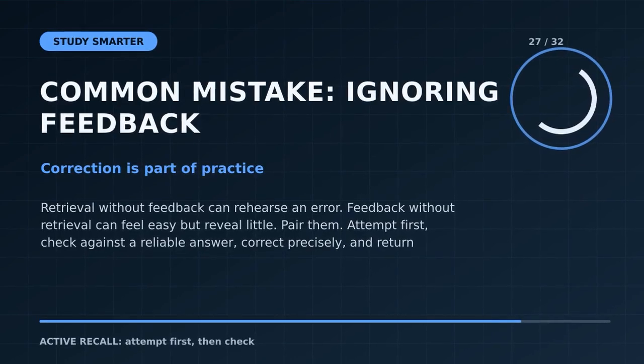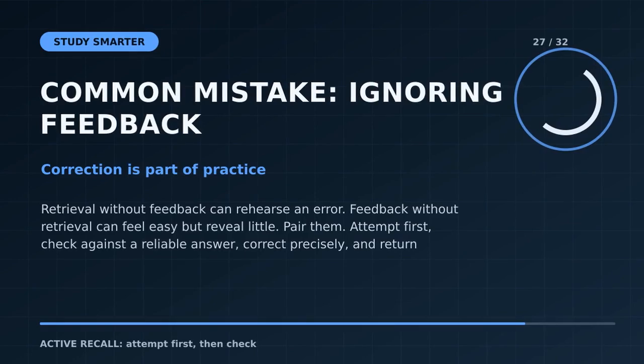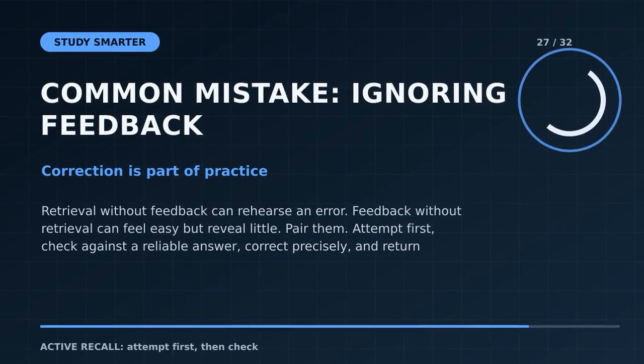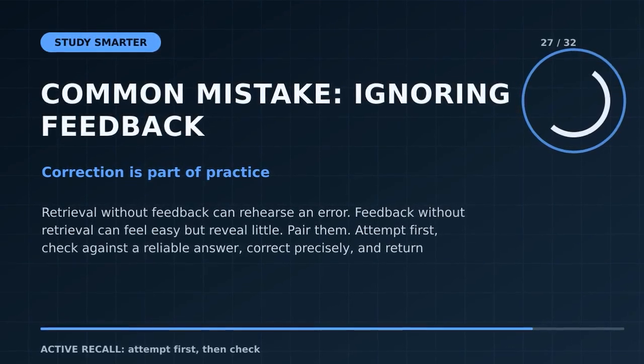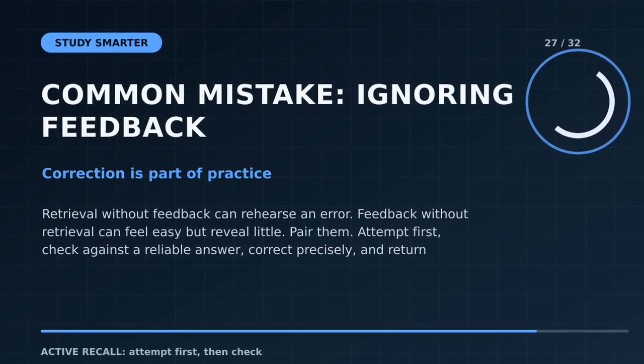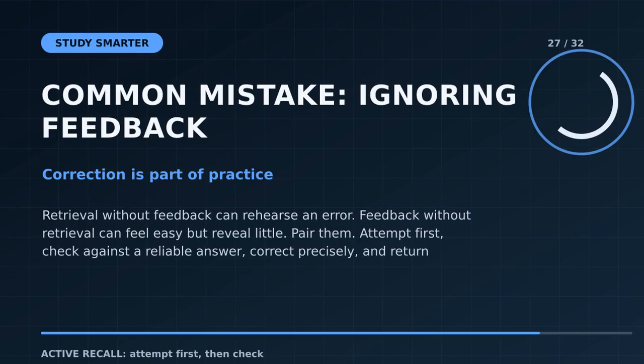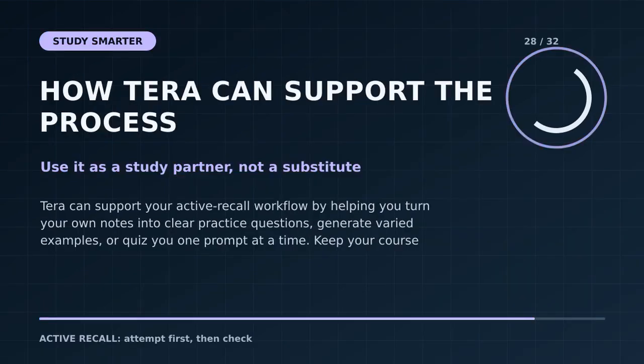Retrieval without feedback can rehearse an error. Feedback without retrieval can feel easy but reveal little. Pair them. Attempt first, check against a reliable answer, correct precisely, and return later. Be especially careful with subjects where one early error changes the rest of a solution. Mark the first wrong step, not only the final answer.